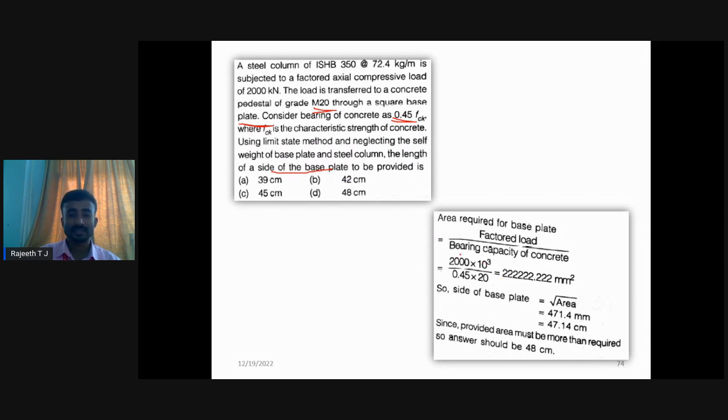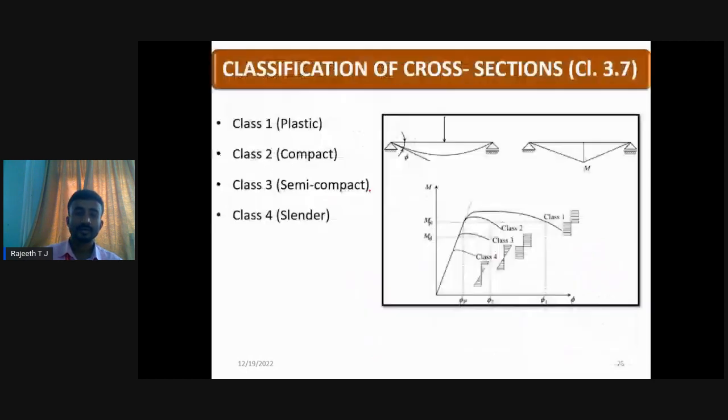So here since they have given us a square base plate, the factored load will be the bearing capacity of the concrete. Factored load is given. So this is the problem with respect to the base plate. Okay, factored load divided by bearing capacity of concrete. So the factored load is 2000 kilonewton, given. The bearing capacity is 45% of fck in terms of millimeter square. The base plate side equals the square root of the area required. You're going to get 47.14. We need to round to the nearest value. So 47.14, on the safer side, we need to provide 48 centimeter. This is your answer for the base plate problem.